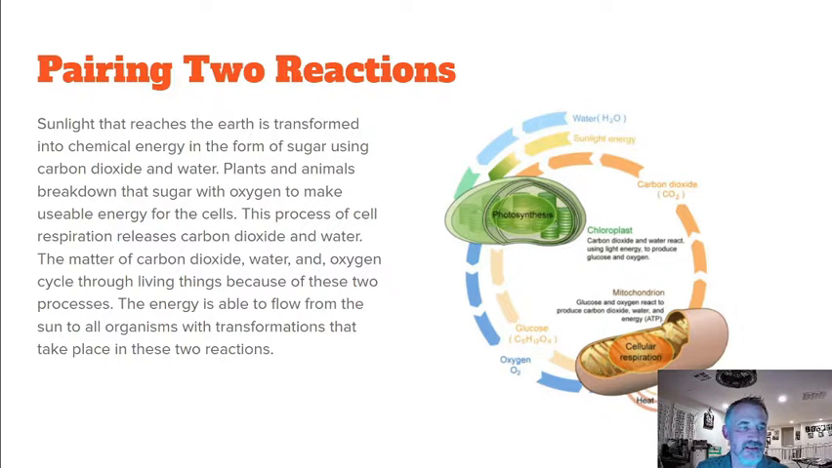Sunlight that reaches the earth is transformed into chemical energy in the form of sugar using carbon dioxide and water. Plants and animals break down that sugar with oxygen to make usable energy for cells. This process is called respiration, and it releases carbon dioxide and water. The matter of carbon dioxide, water, and oxygen cycle through living things because of these two processes, photosynthesis and respiration.